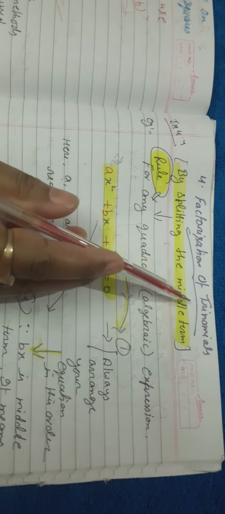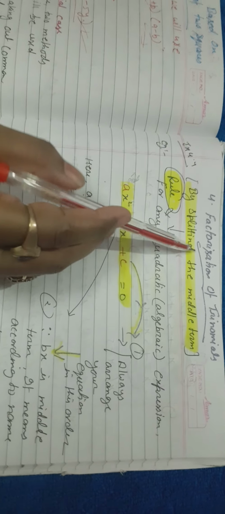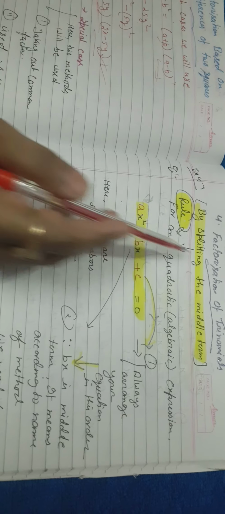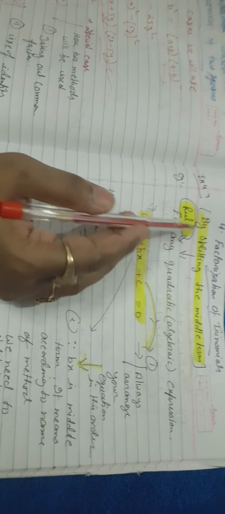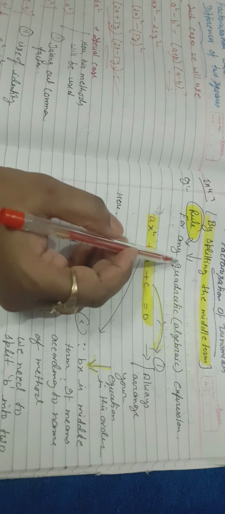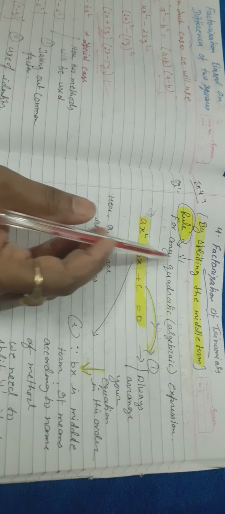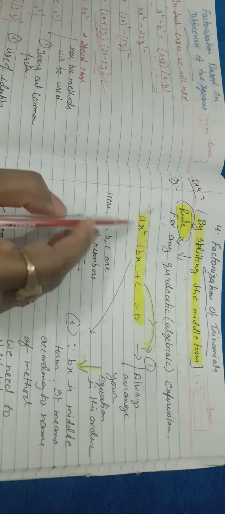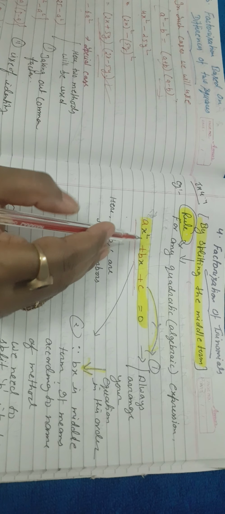You must have learned about binomials, trinomials, polynomials in previous classes. In this method we will use the middle term splitting method, that is, factorization by splitting the middle term. What are the rules for this method? This rule is for any quadratic algebraic expression. See, this is a quadratic algebraic equation.